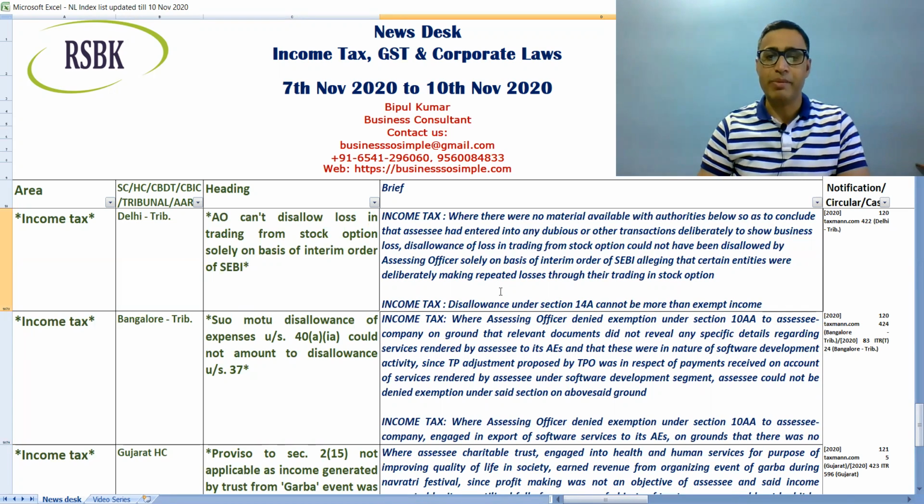In this case, there was no material available with the authority below to conclude that the assessee had entered into any dubious transaction deliberately to show business loss. The loss in trading from stock options could not have been disallowed by the assessing officer solely on the basis of the interim order of the SEBI, alleging that certain entities were deliberately making repeated losses through their trading in stock options. Disallowance under section 14A cannot be more than the exempt income.